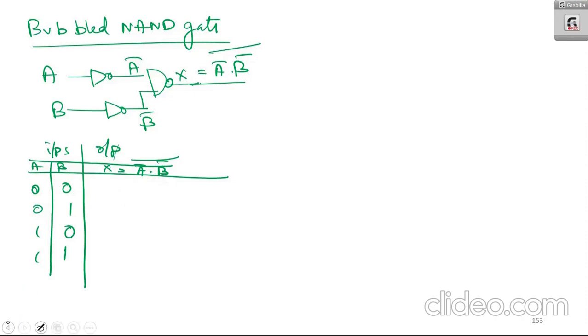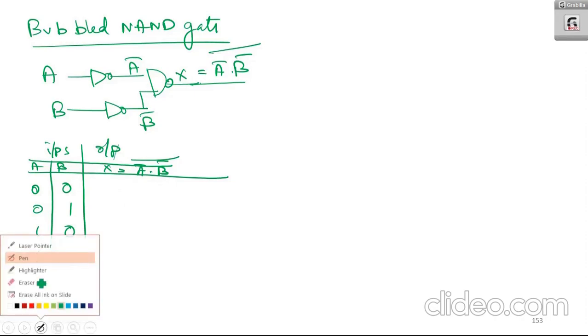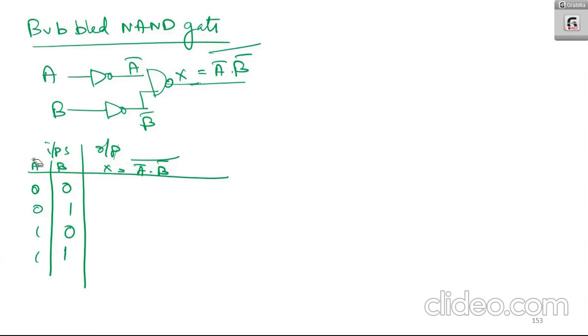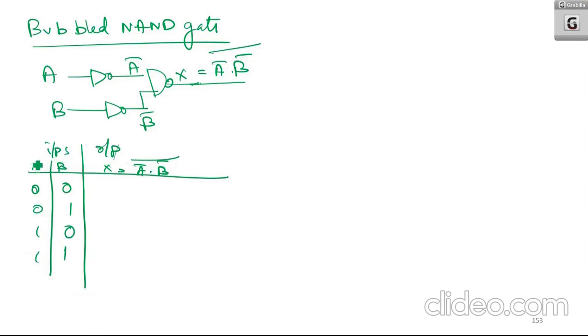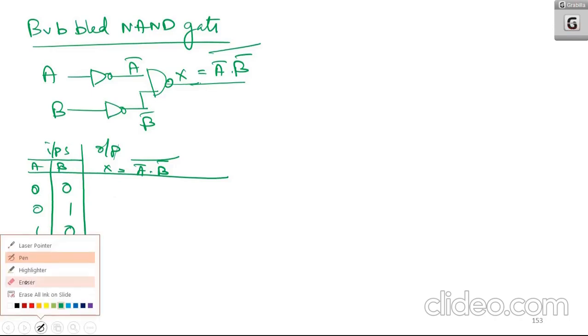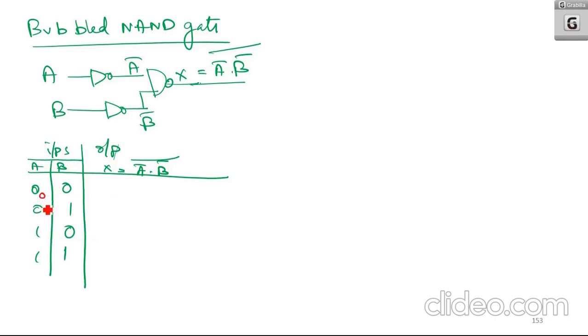Okay. So output is basically A bar dot B bar the whole bar. Okay. So I will write the bar of A and bar of B in red. Okay. This 0 becomes 1, 1 0 0. This 1 0 1 0. Okay, that is I am writing bar of A and bar of B in red.